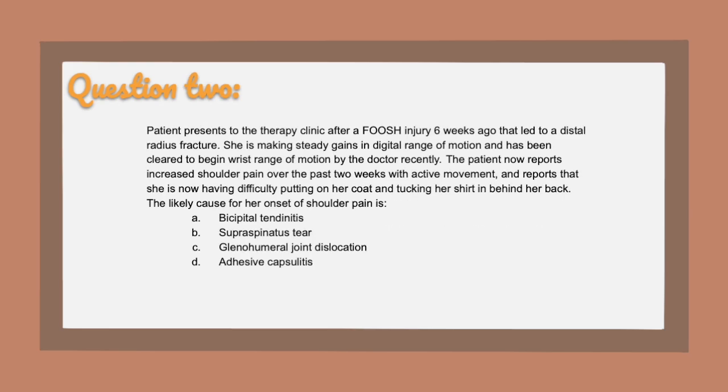Question 2. A patient presents to the therapy clinic after a fall injury 6 weeks ago that led to a distal radius fracture. She is making steady gains in digital range of motion and has been cleared to begin wrist range of motion by the doctor recently. The patient now reports increased shoulder pain over the past 2 weeks with active movement and reports that she is now having difficulty putting on her coat and tucking her shirt in behind her back. The likely cause for her onset of shoulder pain is A. Bicipital tendinitis, B. Supraspinatus tear, C. Glenohumeral joint dislocation, D. Adhesive capsulitis.